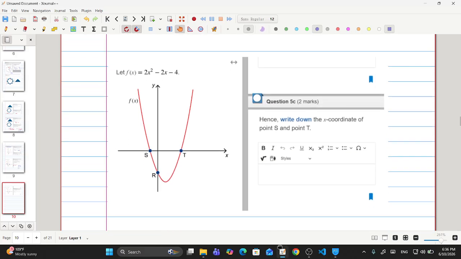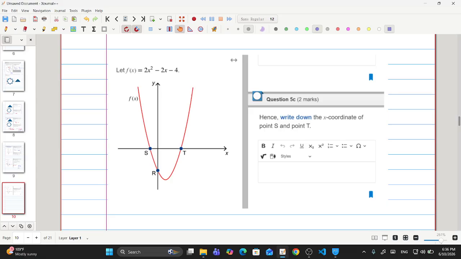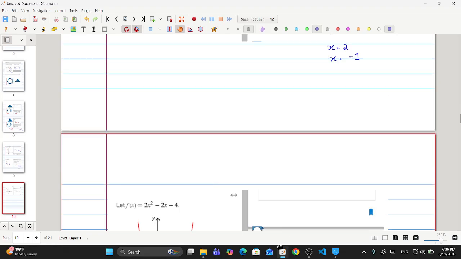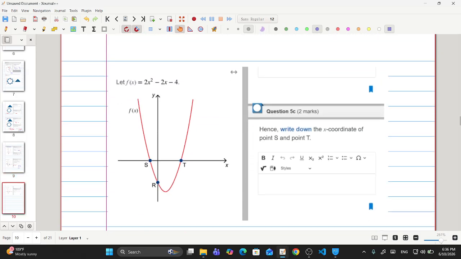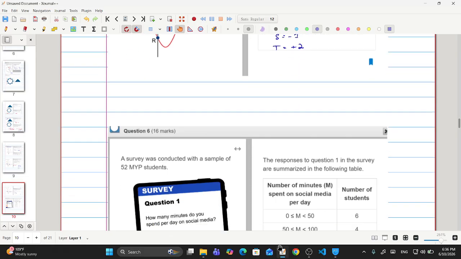Write down the x coordinates of point S and T. Okay, how can we solve this one? Okay, we just did that. The x coordinates of S and T are: S is supposed to be negative 1 and T is supposed to be positive 2. I find this paper quite frankly easy apart from that 1 mark question that we just left out.